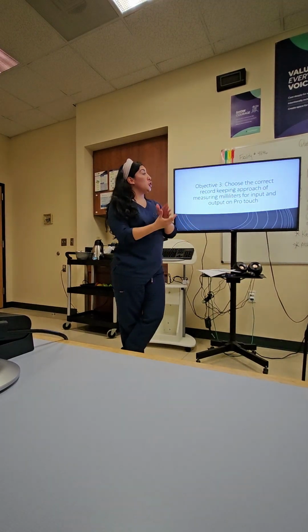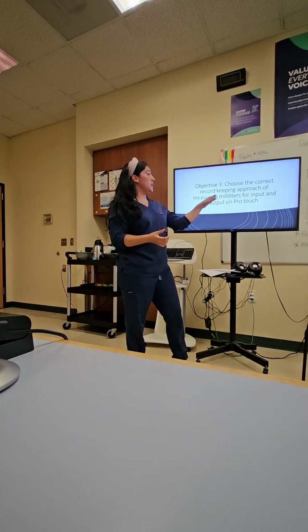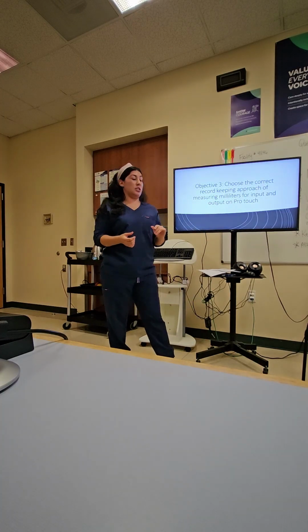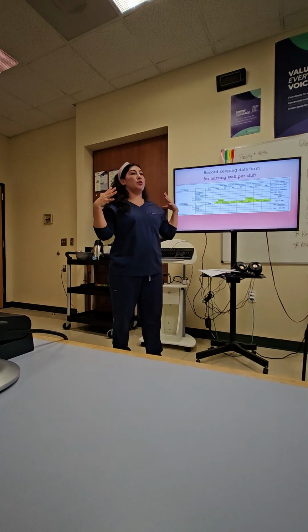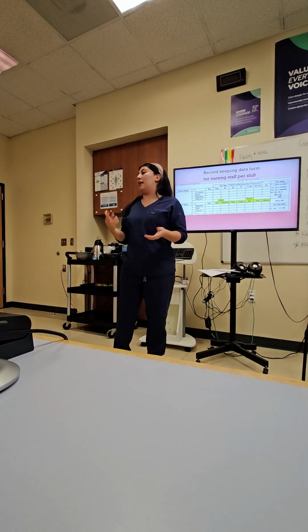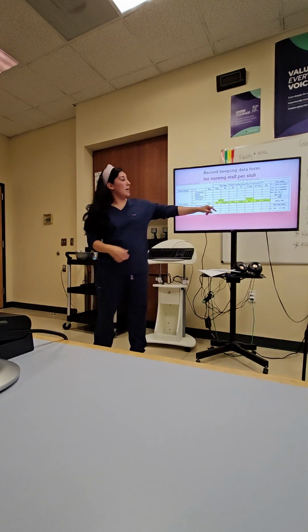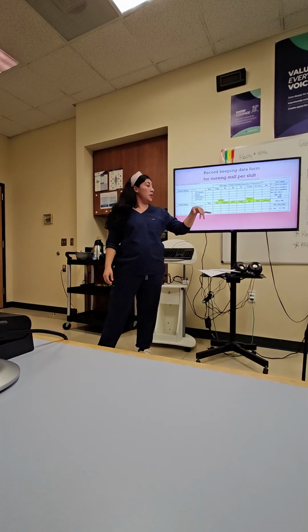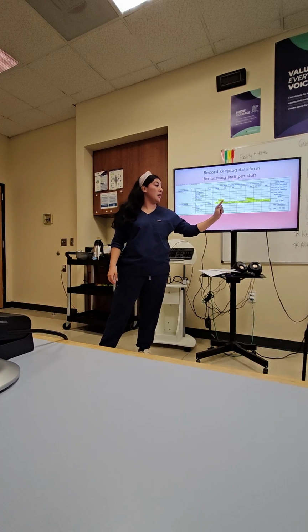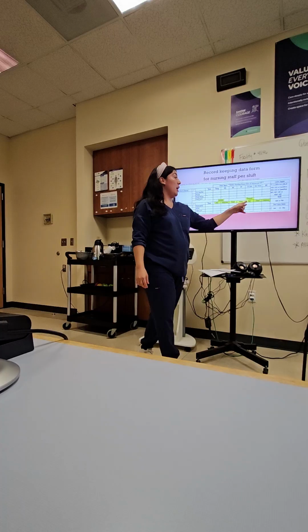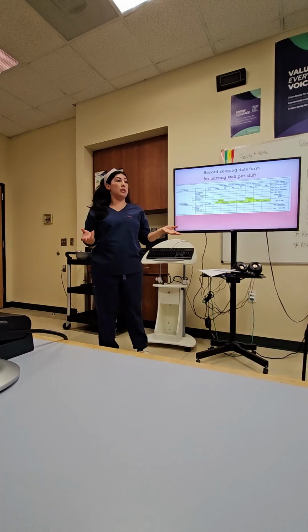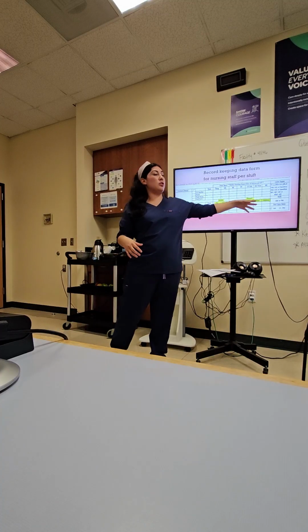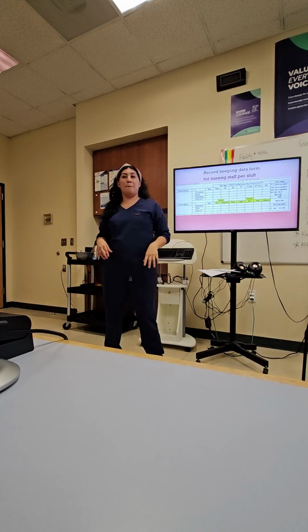For objective 3, we are going to choose the correct record-keeping approach of measuring milliliters for input and output on ProTouch. I gave you a paper of the typical record-keeping data sheet that we have for our CNAs. So I highlighted right here, intake, output. We have our PO intake, we have our PEG tube intake or NG, the void, the Foley. We have a bowel movement output. We also have the FlexiSeal and we have the ostomy. So we're giving you the materials that you need to be able to document correctly from which source their intake or output is coming from.